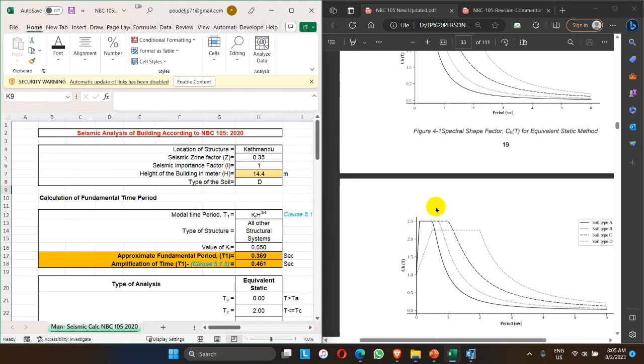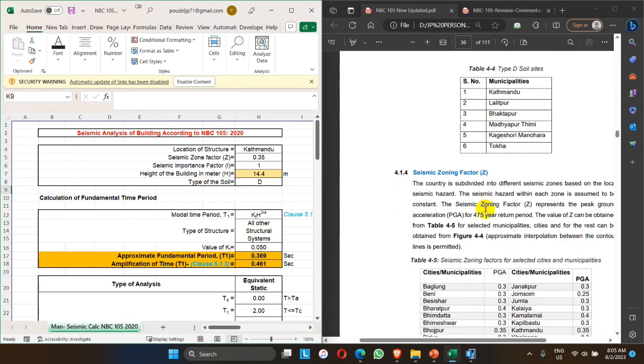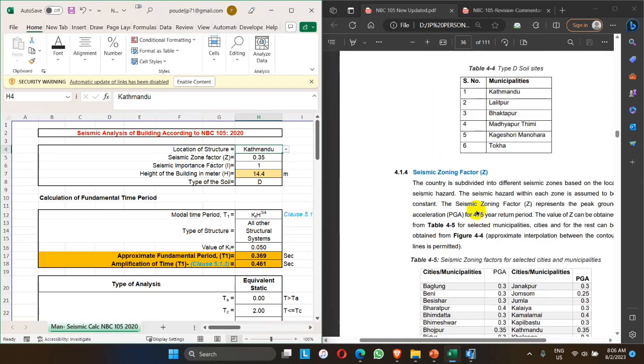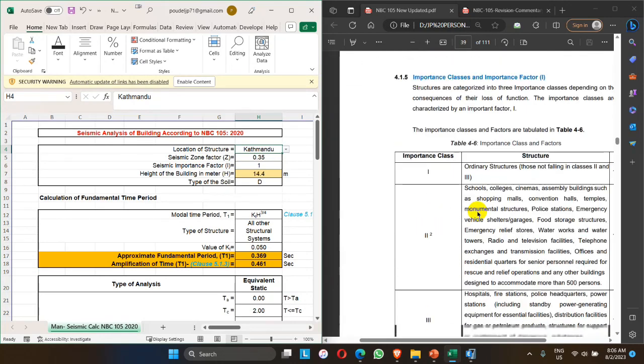If we choose the location of the structure in different parts of Nepal, the seismic zone factor is different for different selected cities and municipalities as prescribed in the code. Here the seismic zone factor for Kathmandu is 0.35. Here I choose Kathmandu. If I choose Khalanga, it's 0.3. For now, let me choose Kathmandu. The seismic importance factor is also given in the code.